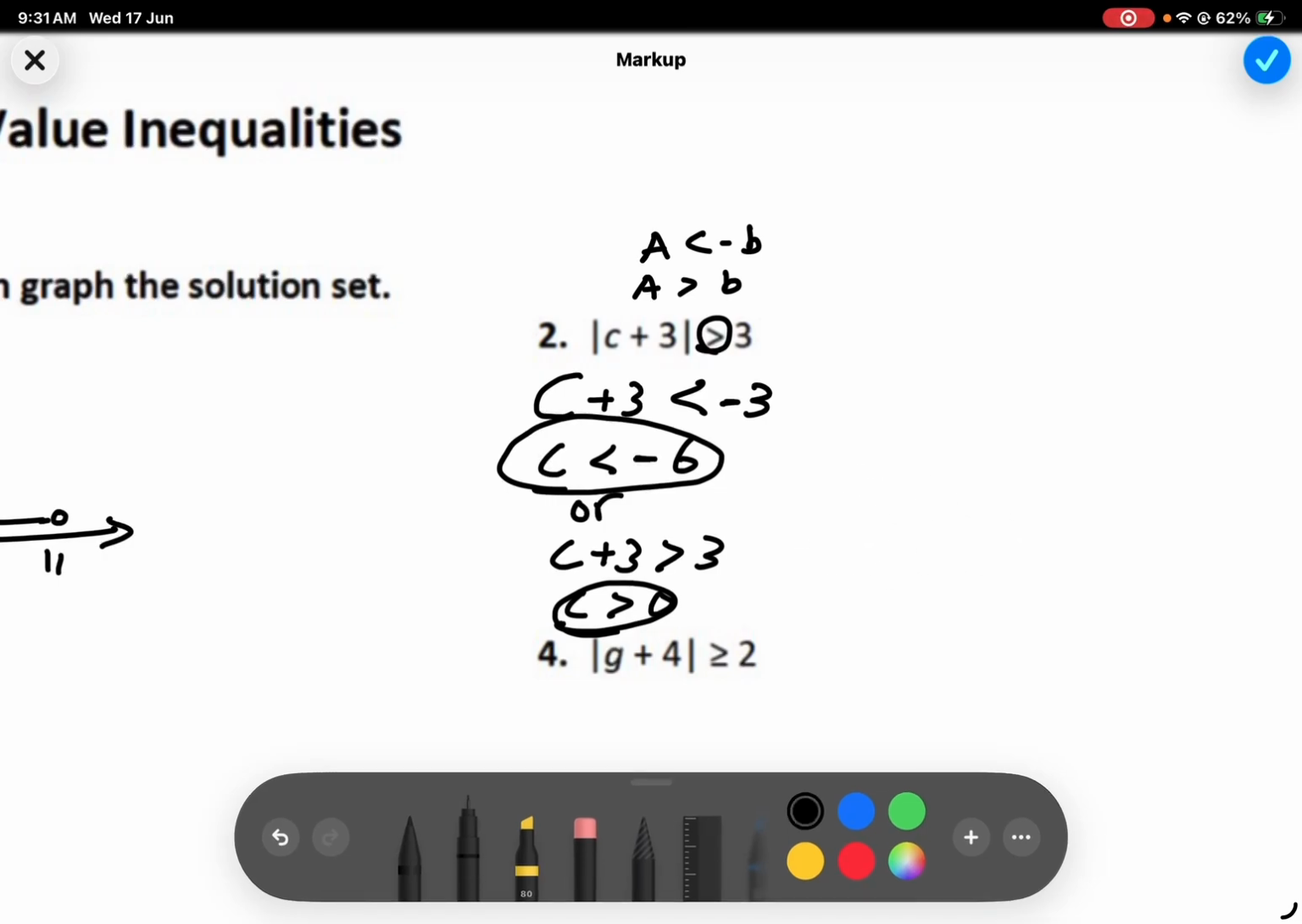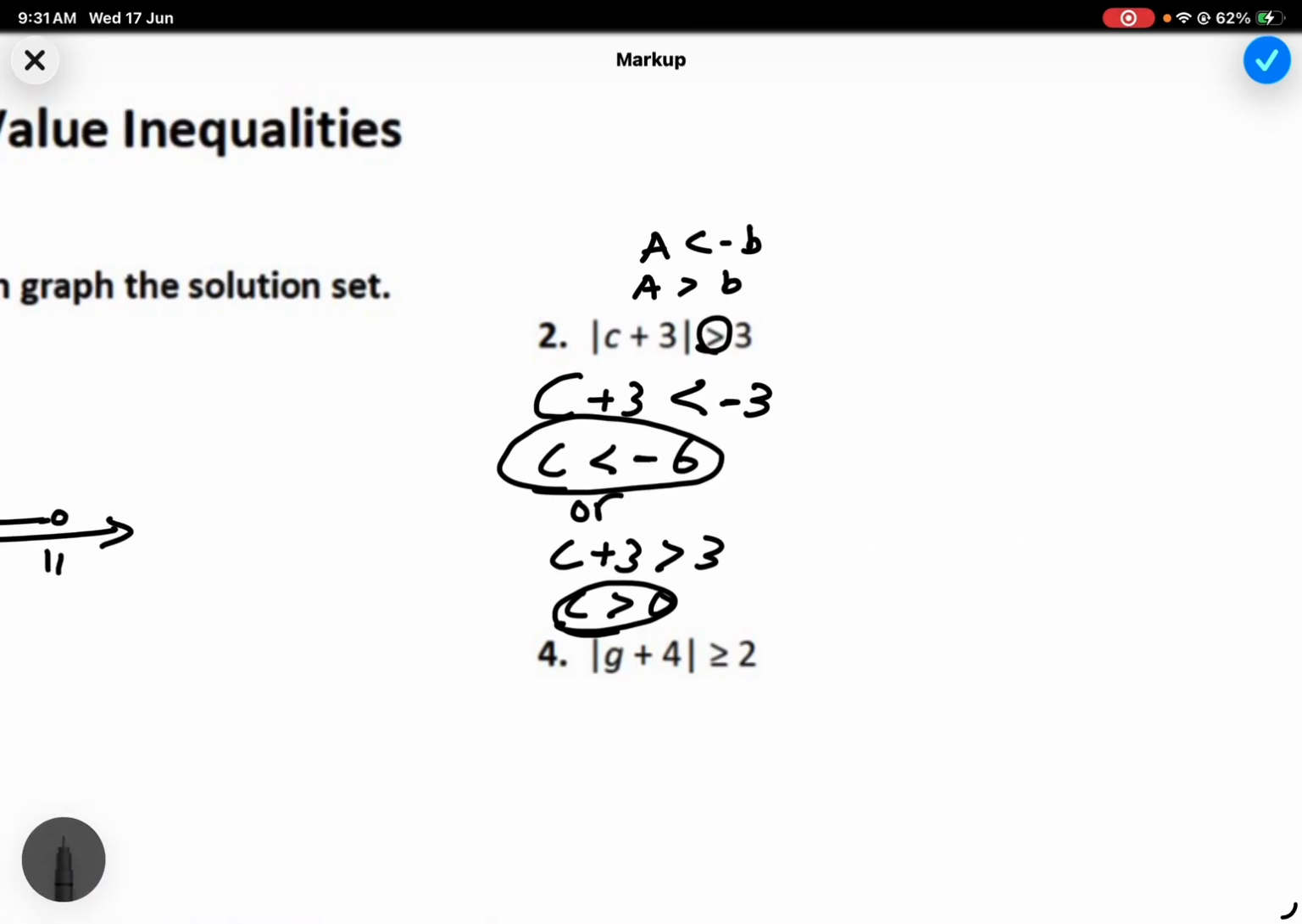Actually I don't have time. Okay. Number line: negative 6, 0, empty hole pointing this way, empty hole pointing that way.